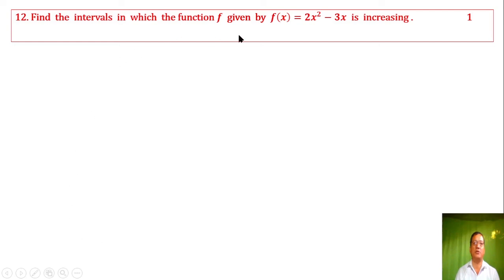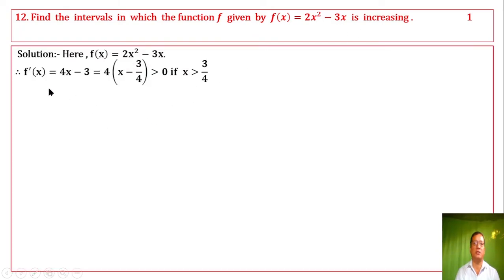Find the intervals in which this f given by f of x equal to 2x square minus 3x is increasing. Here taking the derivative and taking common, we have this, which is always greater than 0 if x is greater than 3 by 4. Therefore, f of x is strictly increasing in the open interval (3/4, infinity).